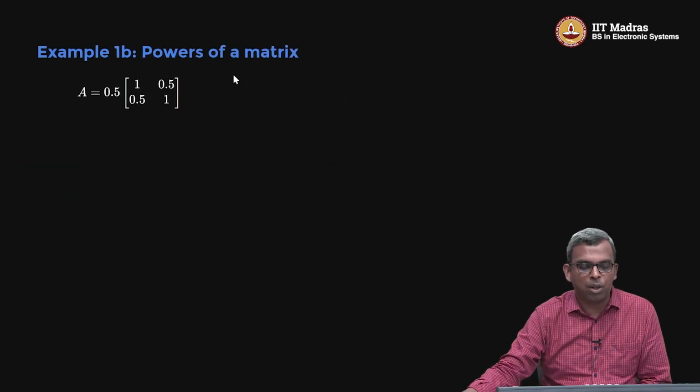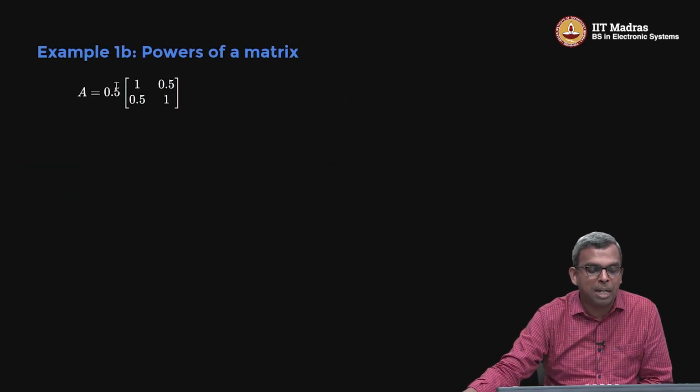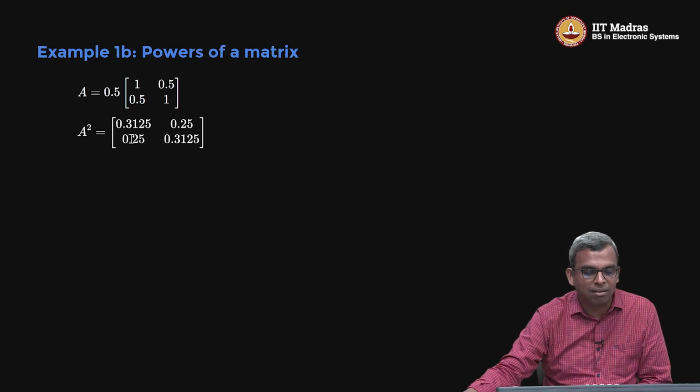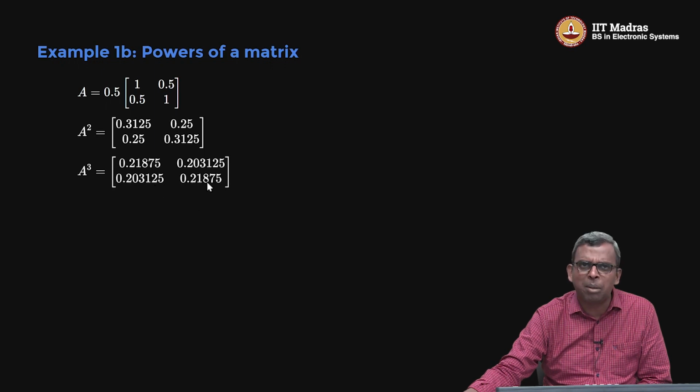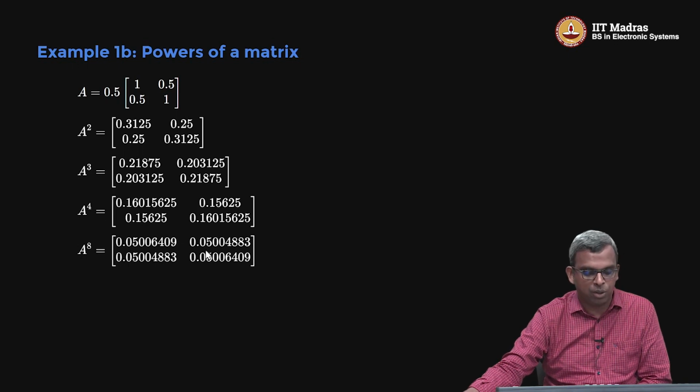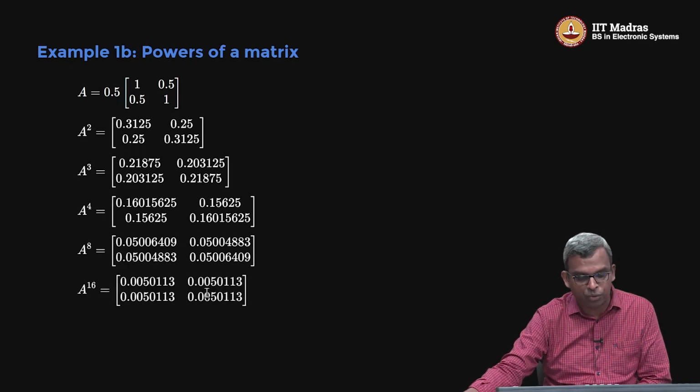Here's another example. I am picking the same example as before, but I am multiplying it by 0.5. Notice what this innocent looking 0.5 does to the property here. A squared is some value, numerically done. A cubed is some value like this. They are also seemingly becoming closer. Look at A power 4, it's much closer, all 4 values, they are falling. A power 8 is becoming closer and closer to 0, right, 0.0505, etc. A power 16 is 0.005005, etc. All of them are becoming really, really close. The differences are going to show up in the later digits, not up to this accuracy.